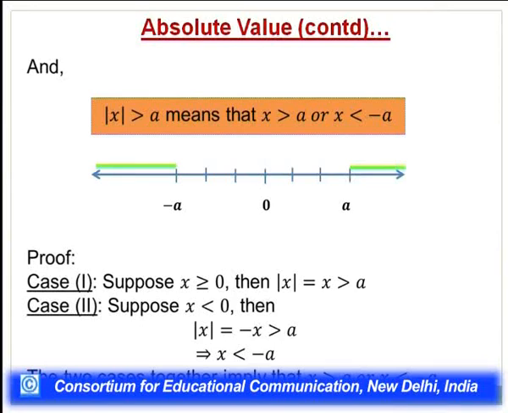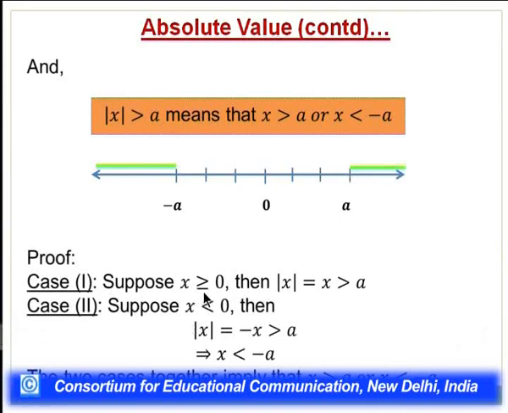Right, let's extend this result further. If we have the inequality mod of x greater than a, which is to say that the distance between x and 0 is more than a, then as I just explained on the previous slide, x either has to lie to the right of a, as the green lines on the slide show, or to the left of minus a. Any number x on the green lines will give you a distance which is more than a on the number line. The proof for this is along similar lines.